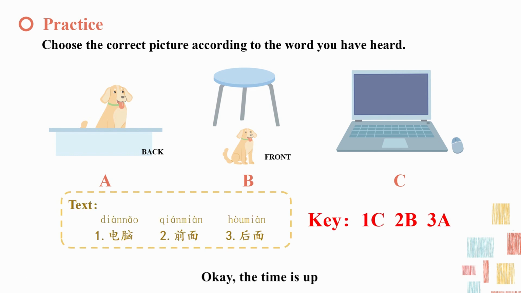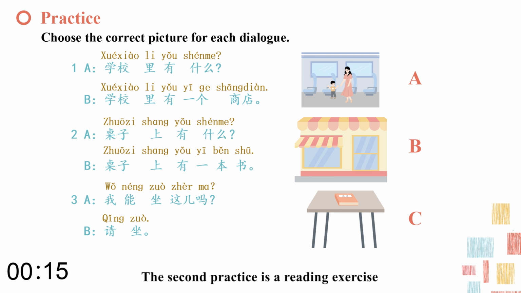Okay, the time is up. Please check to see if your answers are correct or wrong. The text and the key are on the bottom of the screen. The second practice is a reading exercise. Here are 3 pictures and 3 dialogues. Please choose the correct picture for each dialogue. You have 15 seconds to finish this exercise.